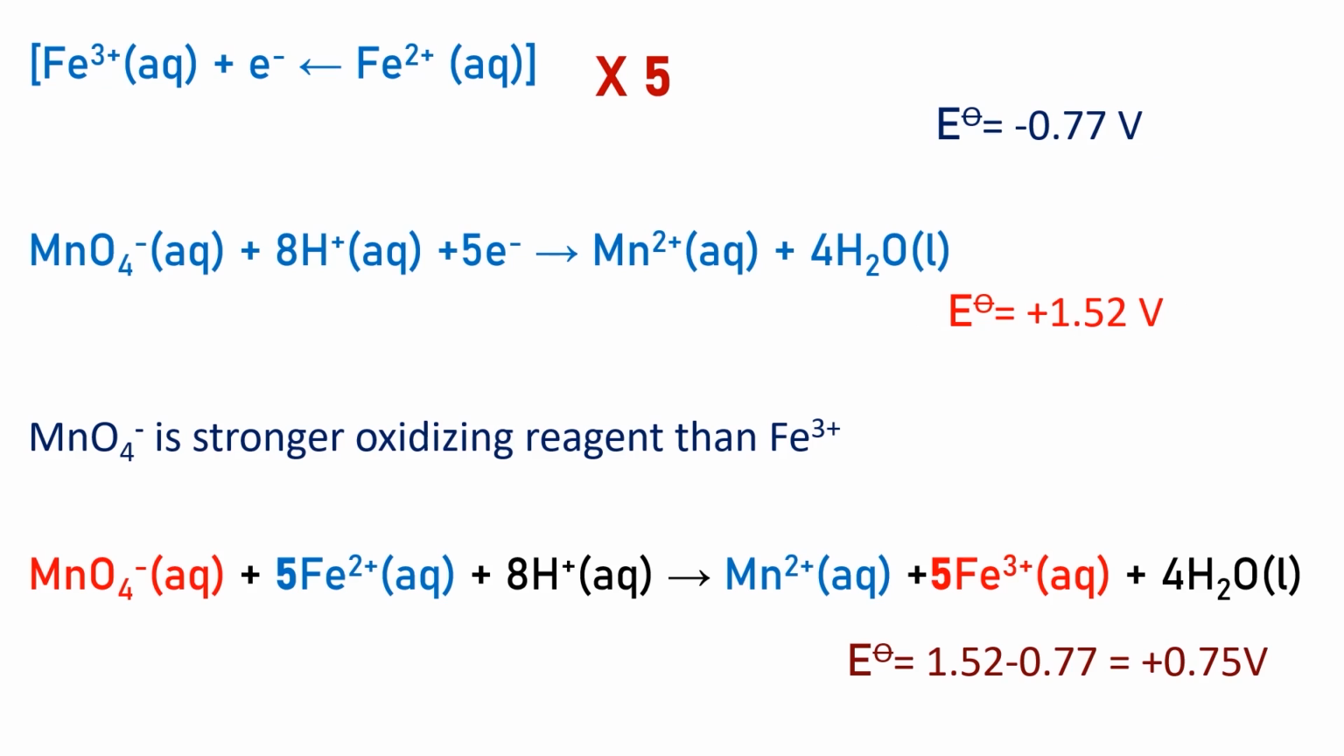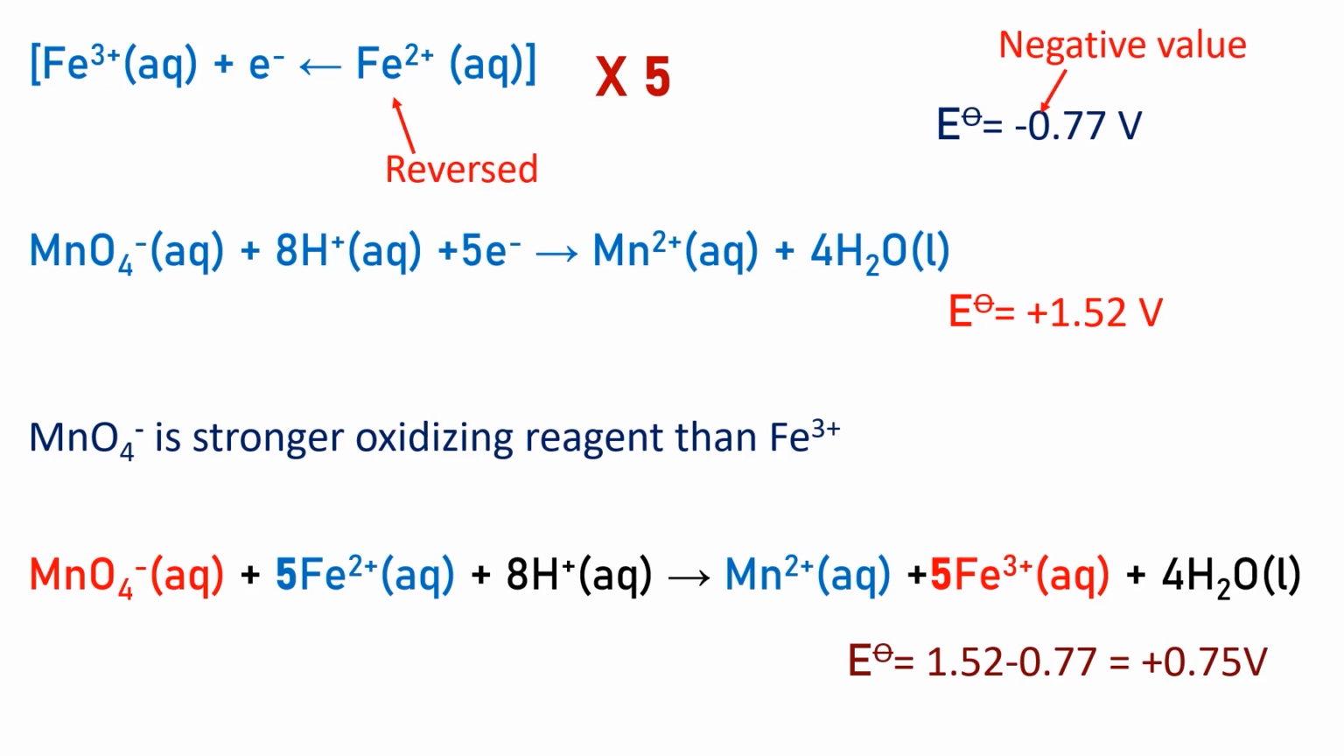Let's combine the two equations. When we combine the two half equations, we need to multiply the iron half equation by 5 because permanganate needs 5 electrons to be reduced. You can see that we reversed the iron half equation and gave the iron half equation electrode potential a negative value.